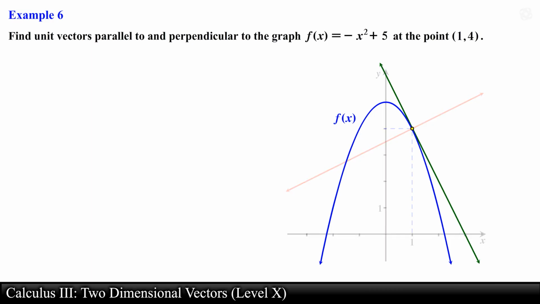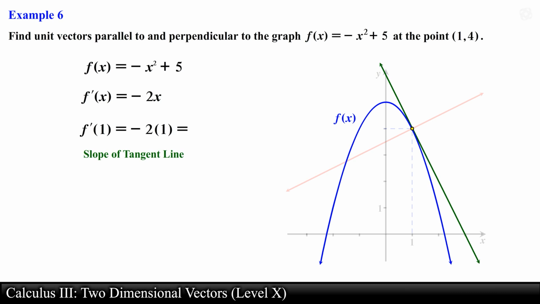We can easily find the direction of these vectors by using the slope of the tangent line at this point. We can figure this out by taking the derivative of the function and evaluating it at x equals 1. Doing that, we obtain negative 2 for the slope. This means that one possible vector that has the same direction as this slope will be the vector with components 1 and negative 2. Let's call this vector v.